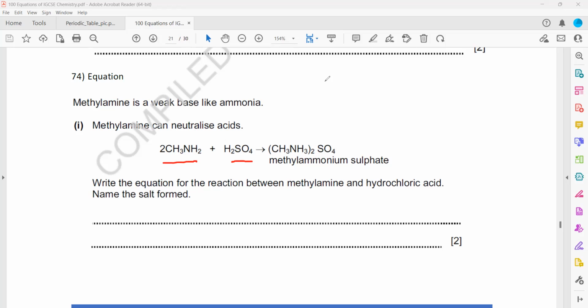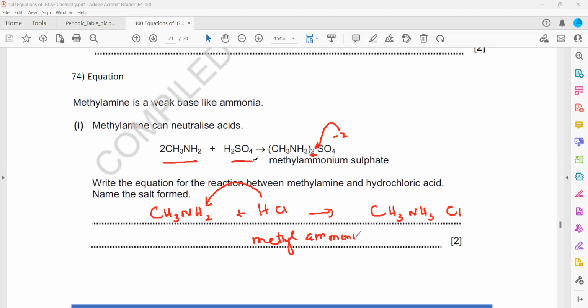Now, methylamine is CH3NH2, reacted with hydrochloric acid, HCl. So what will happen? This H will be added here. So it will form CH3NH3Cl. Why was there a 2 here? Because the valency of sulfate was -2, that's why this 2 was written here. But for chloride the valency is -1, so we don't need 2 molecules of this. So it will be CH3NH3Cl. And what is the name of this? It will be methyl ammonium chloride. Is it clear, this one?